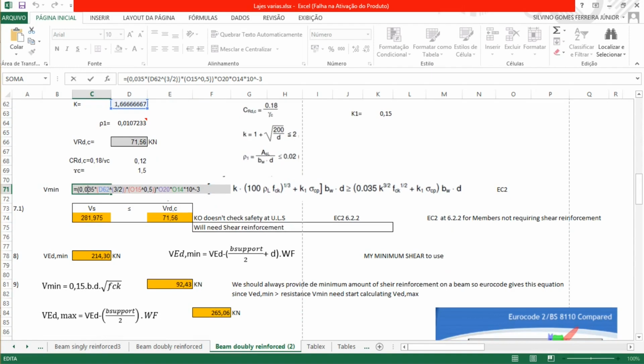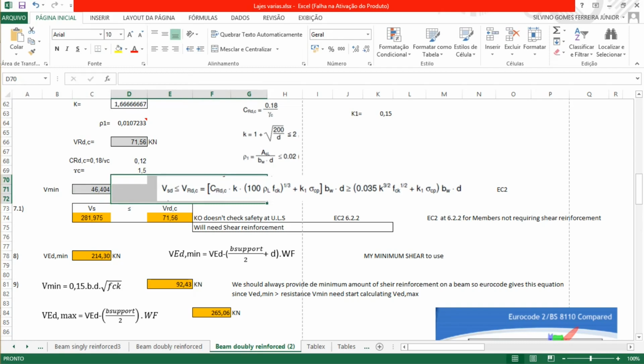The other K1 is 0.15, but we don't have a prestress, so it becomes 0. Multiplied by B, that is 250, multiplied by the effective depth again, that is 450, will give us a minimum shear of 46. So in this expression we have to choose the maximum value between these two, the V minimum and the VRDC, and it will be 71.56. And since the shear that we calculated, 281, is bigger than 71, it means we'll need stirrups.